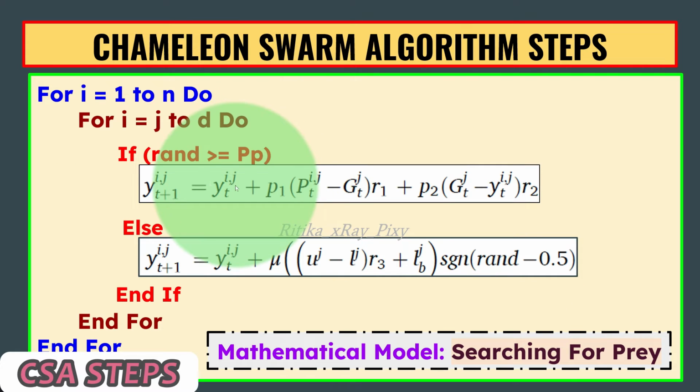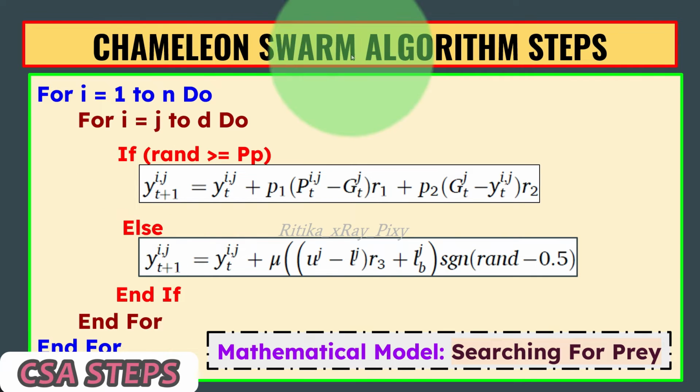After that, we will start the main loop here. The first mathematical model we are using here is for prey search. Now we will search for the target. So here from 1 to n is the population size, j equal to 1 to d, that is the total number of dimensions. We will start the loop here. For each search agent, we will update the position.